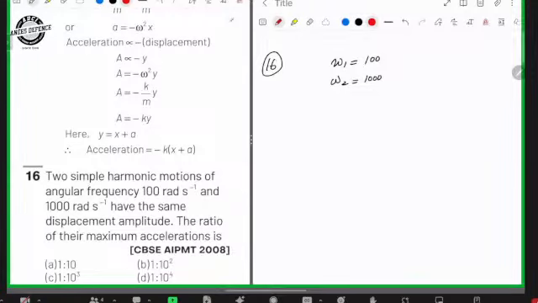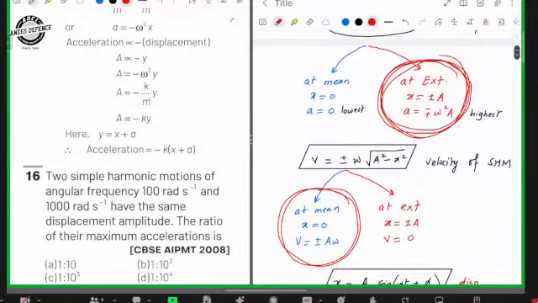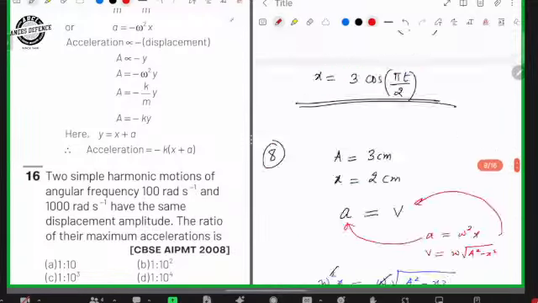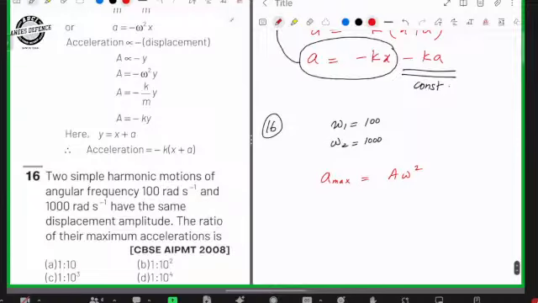The ratio of their maximum acceleration. Now, what is maximum acceleration? Remember, I told you about maximum acceleration as well as maximum speed. Maximum acceleration is at the extreme position and it is equal to a omega square. And maximum velocity is a omega. Many questions have been asked on this concept. So, maximum acceleration is equal to a omega square. Plus or minus is just for the direction. We need to find the magnitude, so I'm neglecting plus or minus.